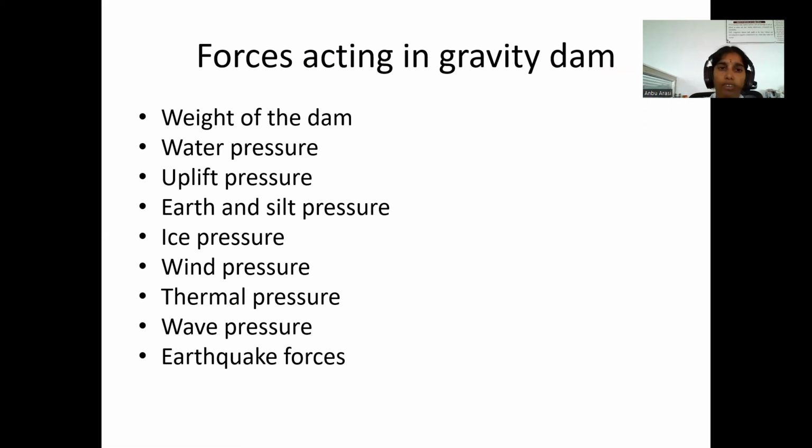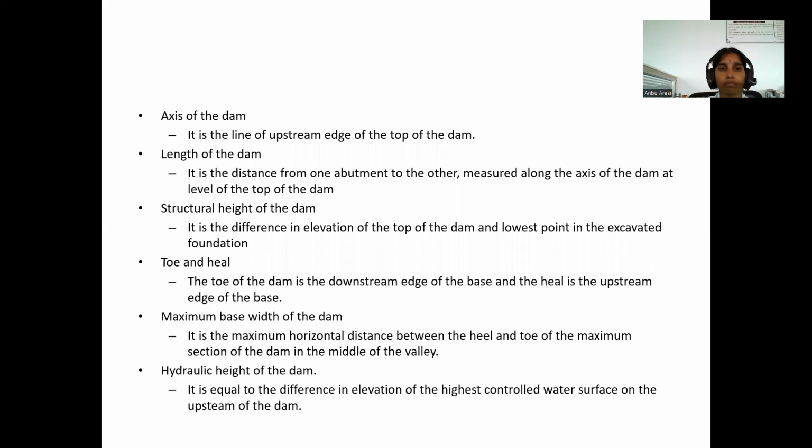Forces acting on a gravity dam: weight of the dam, the self weight of the dam, then water pressure, uplift pressure from the base, earth and silt pressure, ice pressure, wind pressure, thermal pressure, wave pressure, earthquake pressure.